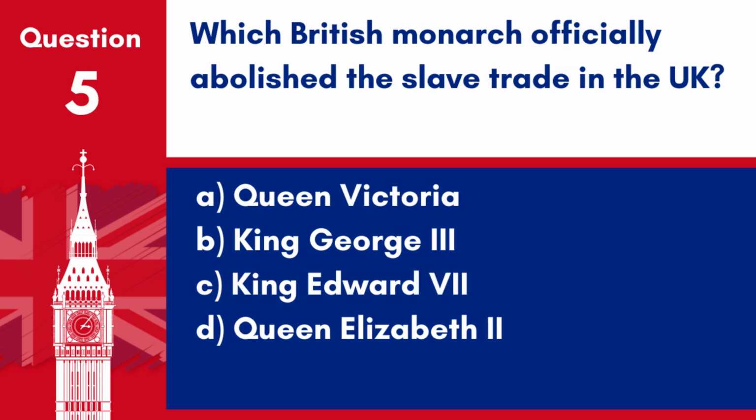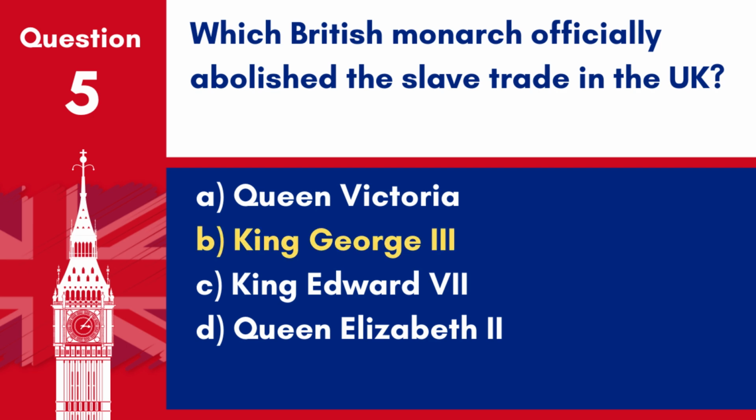Question 5. Which British monarch officially abolished the slave trade in the UK? A. Queen Victoria. B. King George III. C. King Edward VII. D. Queen Elizabeth II.